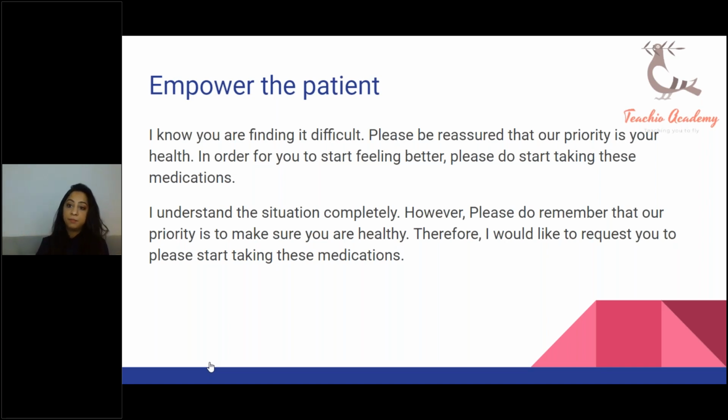You've empowered the patient to make the decision themselves, but you've told them that you're going to make sure that they're healthy, and in order for them to be healthy, they need to take their medications. So that's how you give the patient their power back. So do you understand why it's important to give the power back to the patient? Because you've given them a lecture. Just type in yes if you've understood, and then we can move on.